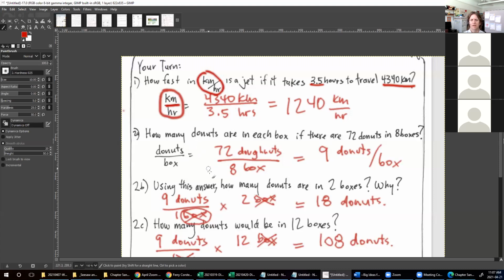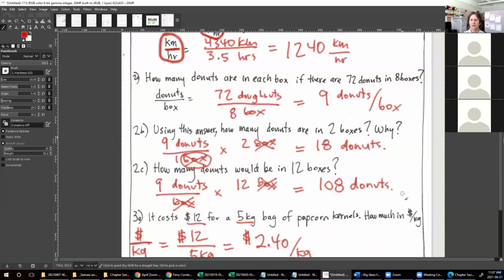Same thing about this one. How many donuts are in each box? There's 72 donuts in 8 boxes. So I want to know how many donuts per box. That's my unit that I want. Now I'm going to fill it in. How many donuts are there? There's 72 donuts. So I put that on the top. 8 boxes, I put that on the bottom. My unit is donuts per box. Donuts per box, that's perfect. And so I just do the division. 72 divided by 8 gives me 9.